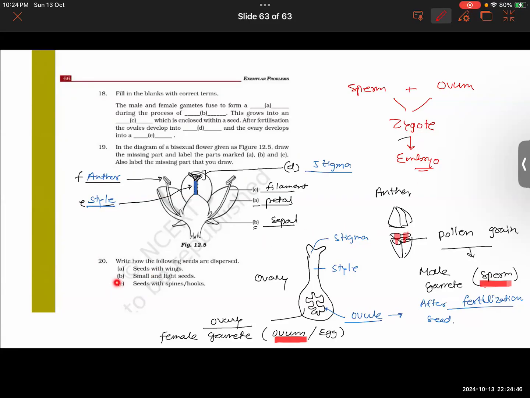Then continuing with question number 20. Write how the falling seeds are dispersed. Seeds with the wings. Sir, by wind.